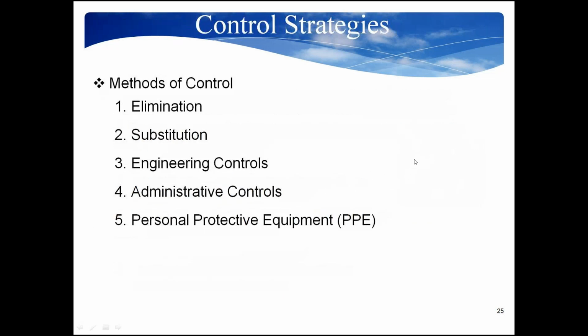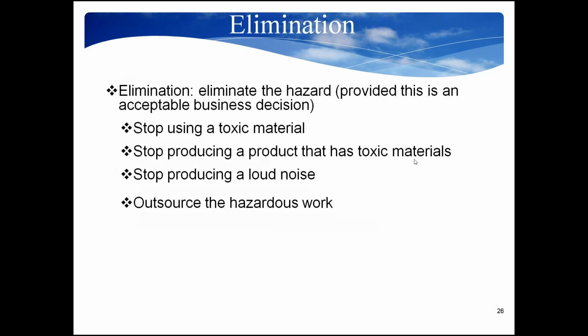Control strategies. The main methods of control of a contaminant in the workplace, in this order preferably, are elimination or substitution methods, engineering controls, administrative controls, or as a last resort, PPE. We'll go over these in the next slides. For elimination, what we mean is eliminating the hazard, providing this is an acceptable business decision.